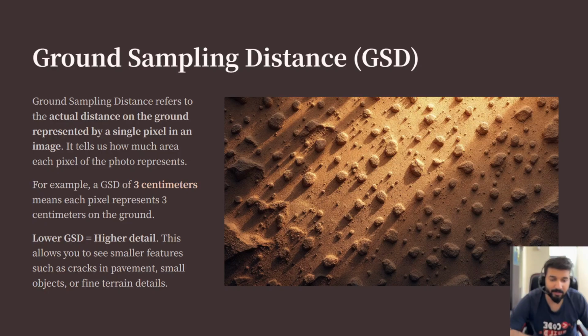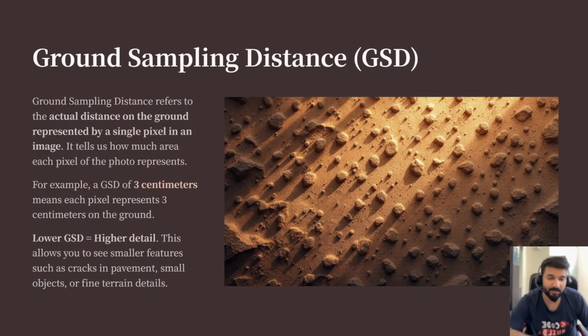Ground sampling distance refers to the actual distance on the ground represented by a single pixel in an image. In simple terms, it tells us how much area each pixel of the photo represents. For example, if a drone survey has a GSD of 3 centimeters, that means each pixel in the image represents 3 centimeters on the ground.